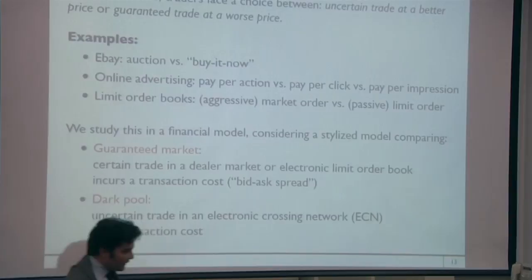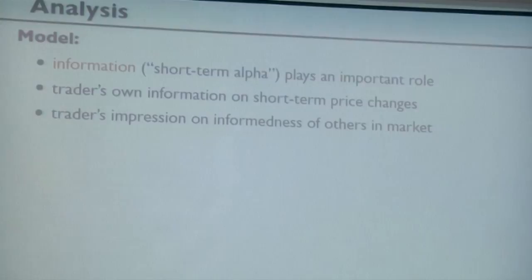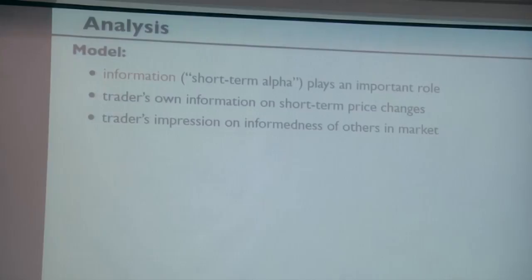We have a model, and the key ingredient in this model is information, and this ties in a little bit with what Ray was talking about. In industry parlance, this is short-term alpha. What I mean by information is, do you have any information about what's going to happen to the price over the short term, over the time horizon of your trade being executed? This might be important for two reasons. Number one, if I think the stock is going up, and let's say I'm pretty sure that the stock is going up, that's going to affect whether I want to trade with certainty or I want to be uncertain. In particular, if I'm certain, maybe I'm willing to pay the transaction cost and I want to trade with certainty. So my information clearly matters.